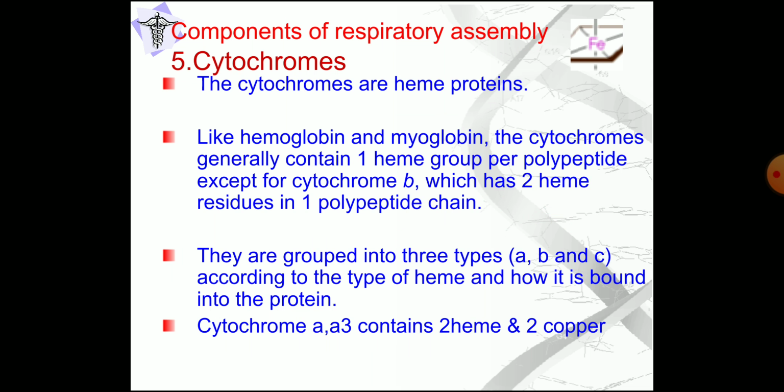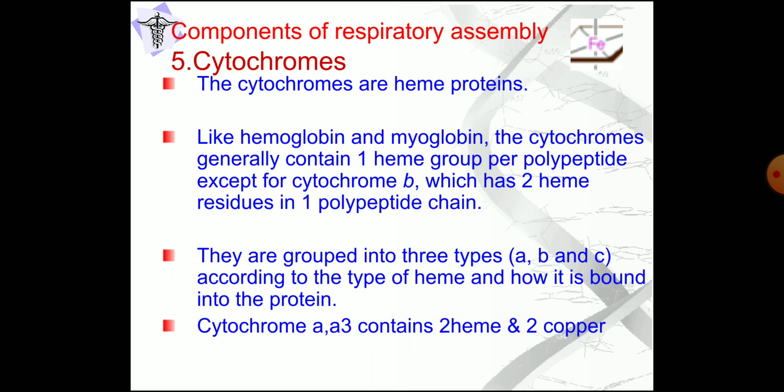Now the cytochromes. What are cytochromes? These cytochromes are heme proteins. Like hemoglobin and myoglobin, the cytochromes generally contain one heme group per polypeptide, except cytochrome B, which has two heme residues in one polypeptide chain. They are grouped into three types, A, B and C, according to the type of heme and how it is bound to the proteins. So that is the difference between A, B and C: the type of heme will be different, and also how they are bound to the proteins.